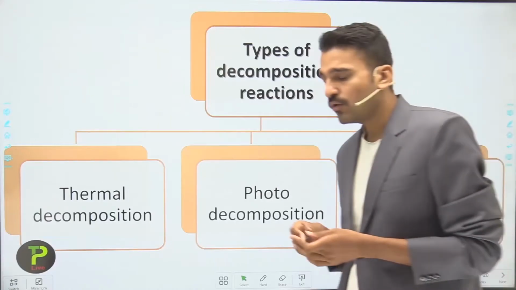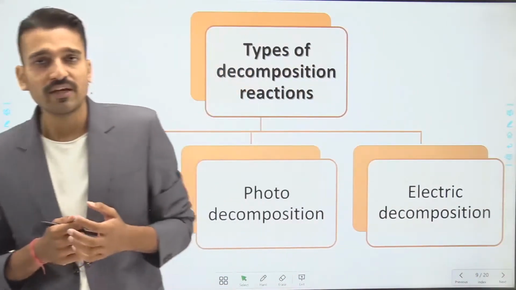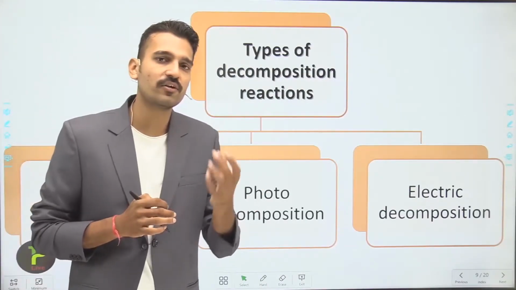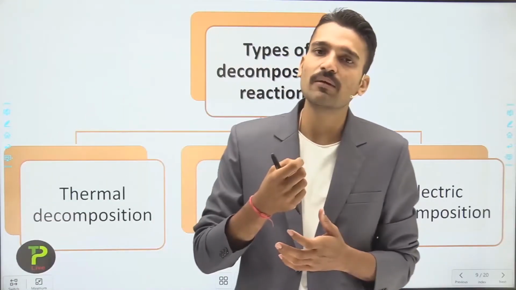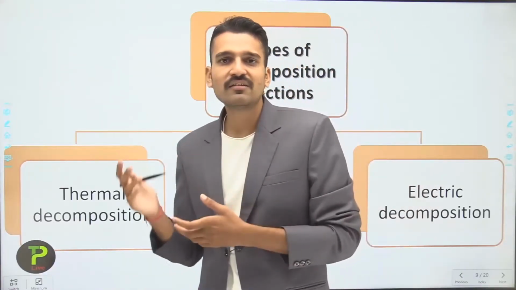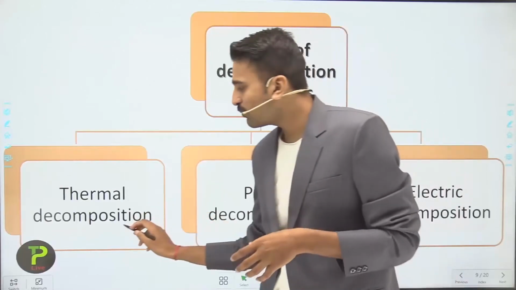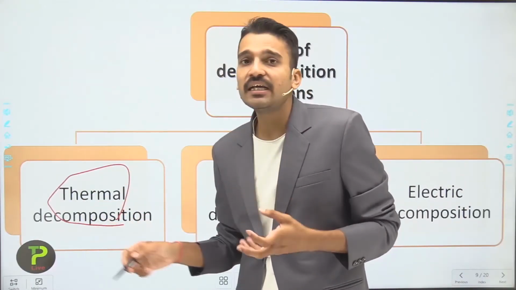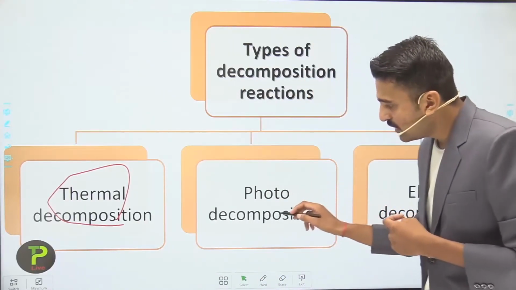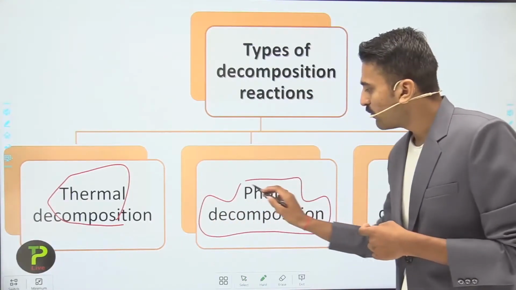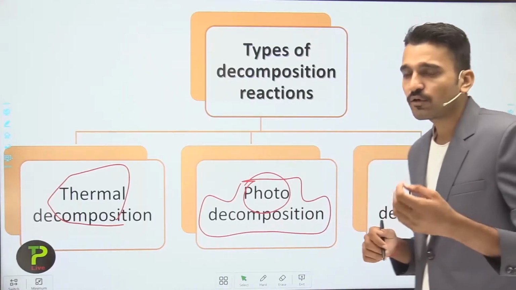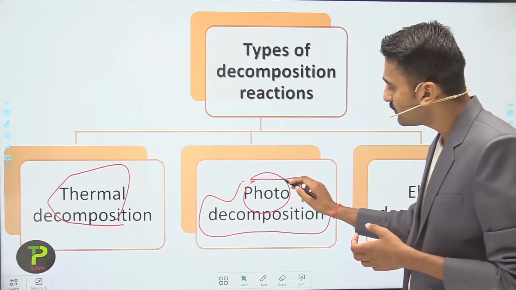Let us now study the types of decomposition reactions. There are three different types: the first is thermal decomposition, the next is photo decomposition, and the last is electric decomposition. As the name suggests, in thermal decomposition, heat energy is required. That's why it is named thermal decomposition. In photo decomposition, the photo comes from the photons present in sunlight, or in the electromagnetic radiation coming from the sun.